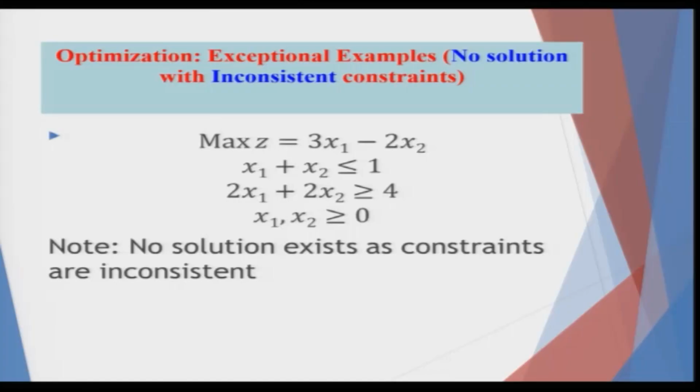So, the first constraint is x 1 plus x 2 is less than or equal to 4, and the second constraint is 2 x 1 plus 2 x 2 is greater than or equal to 4. If you divide the second constraint by 2, you have x 1 plus x 2 is greater than or equal to 2. So, obviously, the region which you have to satisfy is x 1 plus x 2 less than 4 and x 1 plus x 2 greater than 2. And obviously, you have x 1 greater than 0, x 2 greater than 0 as per the norm. So, here no solution exists as the constraints are inconsistent.